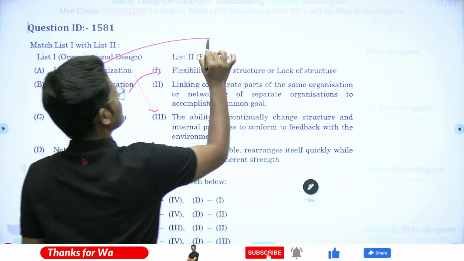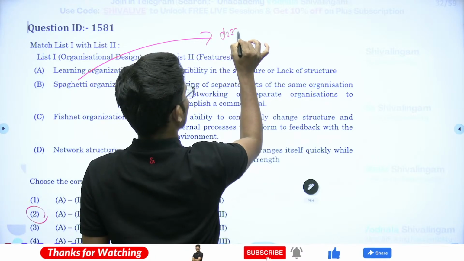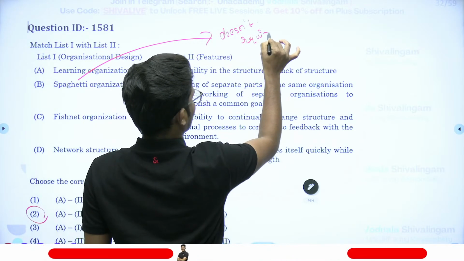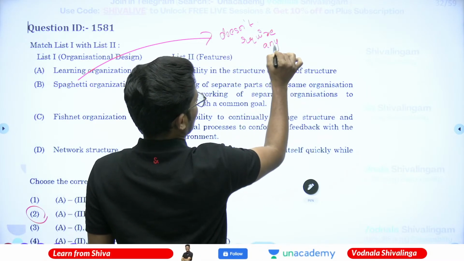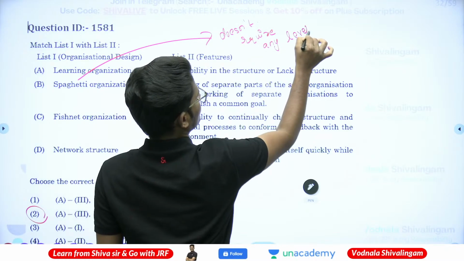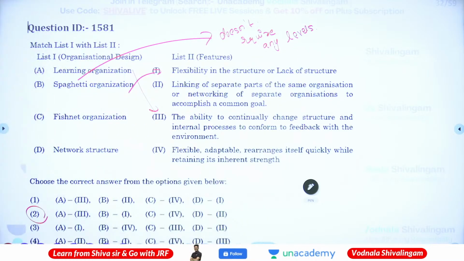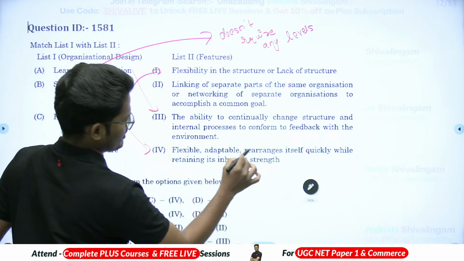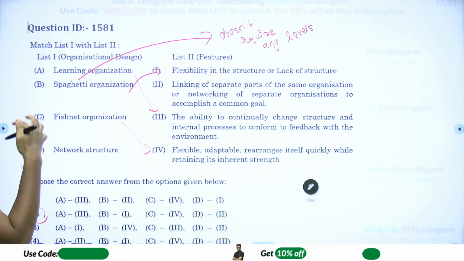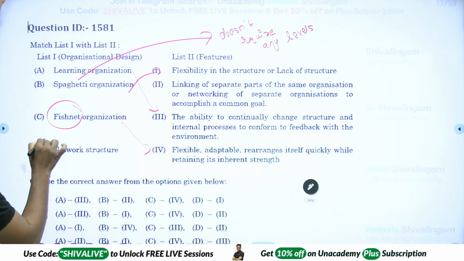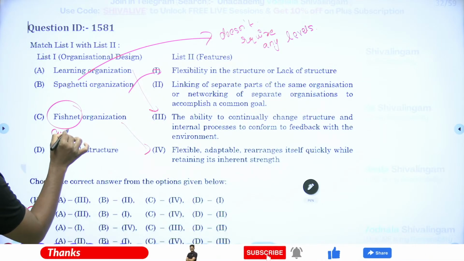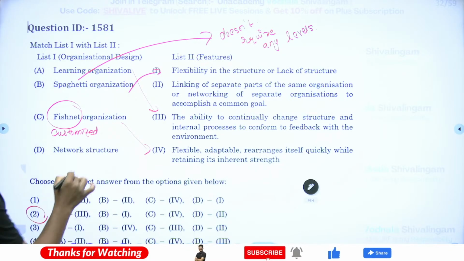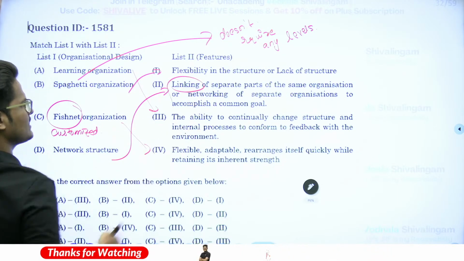Actually, spaghetti is nothing but an organization that doesn't require any hierarchy or levels, called spaghetti. Whereas fourth, fishnet: flexible, adaptable, rearranging itself quickly. Fishnet means according to our requirement we can change it. This is a customized version. And D is the second one, network, linking. Linking is a network.